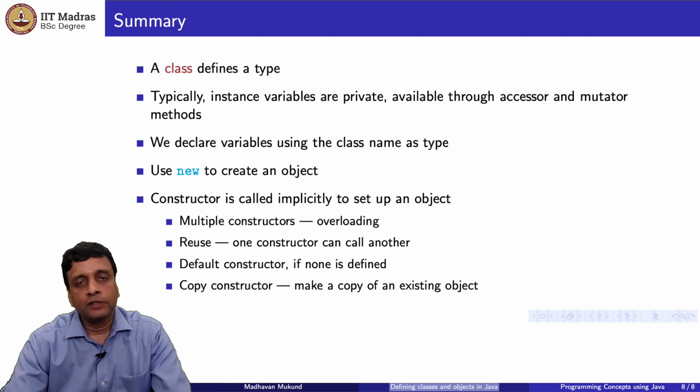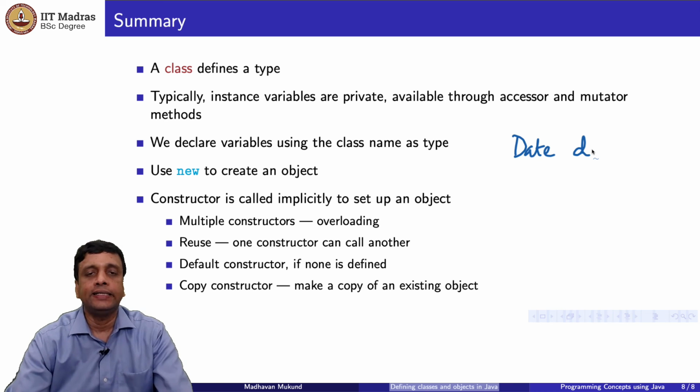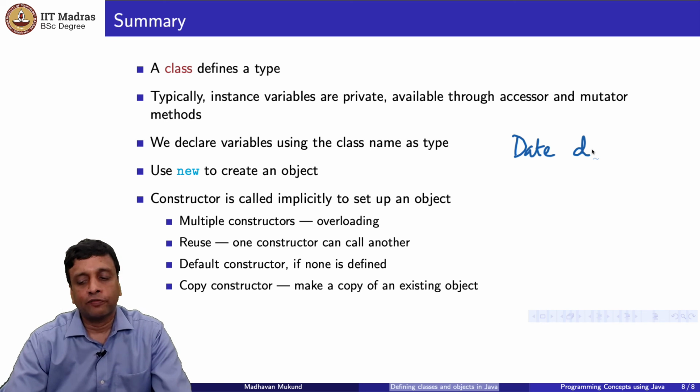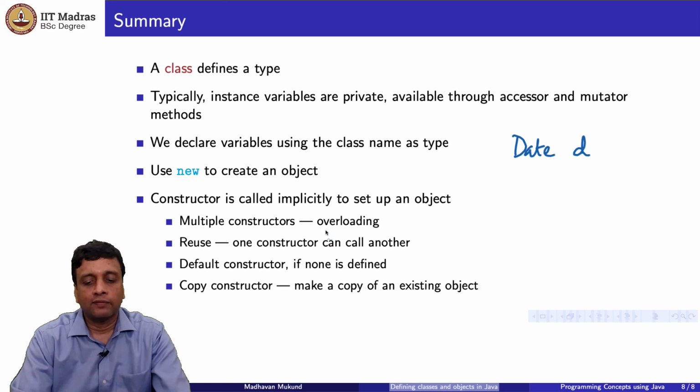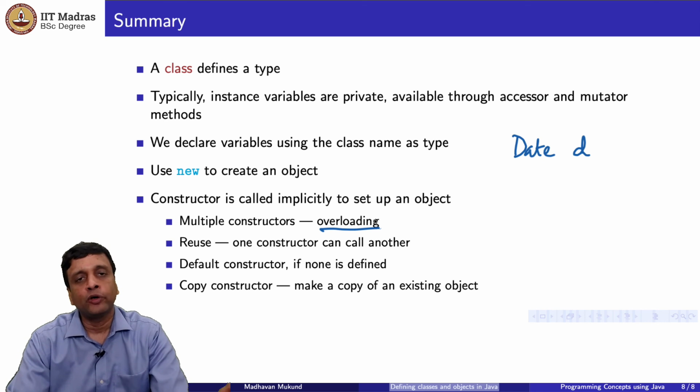We declare variables using the class name as the type. So we write Date, which is a class name, and d, and this tells us that d is going to represent an object of type Date. Then we use new to create the object, and when we use new, we would like to populate it. For that we use constructors. Constructors can come in multiple forms, and this is allowed by Java through something called overloading. If the signatures of two functions are different, which could mean the same name but different arguments, they are different functions. So you can use the same name to denote different variants of a function.